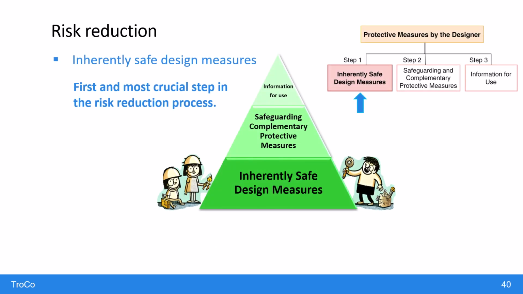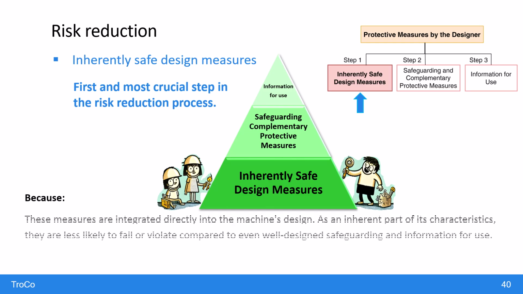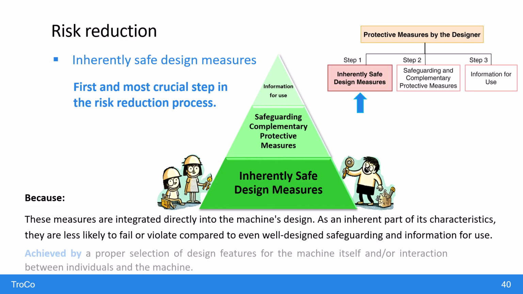Let's start with the first step of risk reduction, inherently safe design measures. This step is the most important because safety features built directly into the machine are generally more reliable and effective over time. Experience shows that safeguards can fail or be bypassed, and instructions may not always be followed consistently. Inherently safe design measures are achieved through design choices made during the machine's development, either in the machine itself or in how individuals interact with it. The aim is to eliminate hazards where possible or reduce risks by designing features that minimize potential dangers at the source.